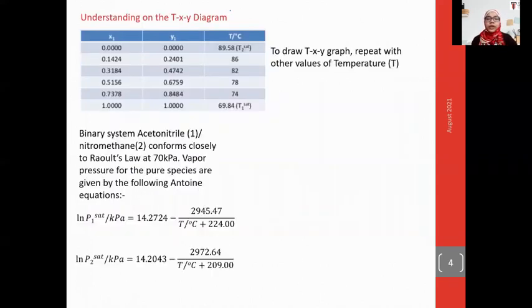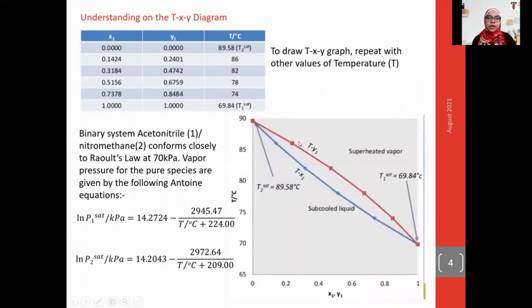Okay, back to the modified Raoult's law. In vapor liquid equilibrium, there are two types of diagram that help us solve the problem: the TXY diagram, where we fix the pressure, and the PXY diagram, where we fix the temperature. From this example, it gives the data of the TXY diagram, and then we can plot the diagram using this given data. So we have temperature versus mole fraction.